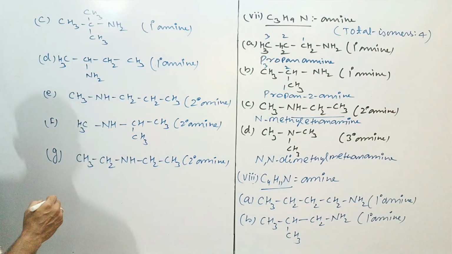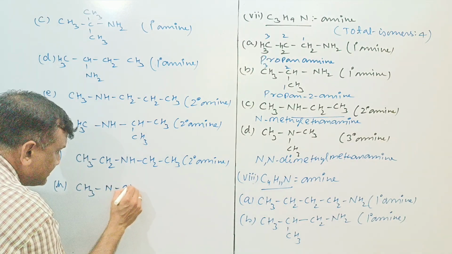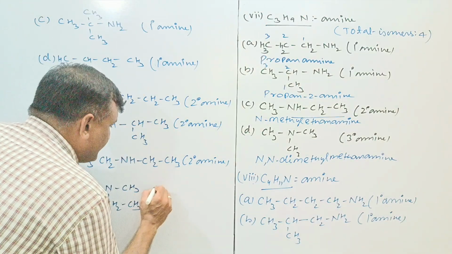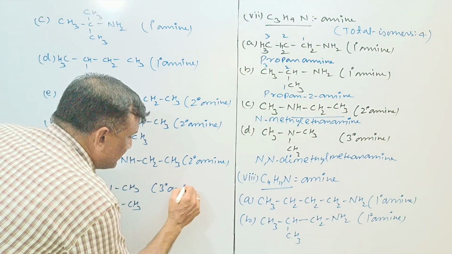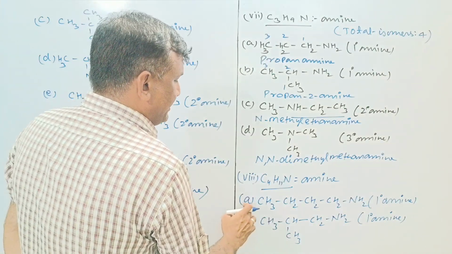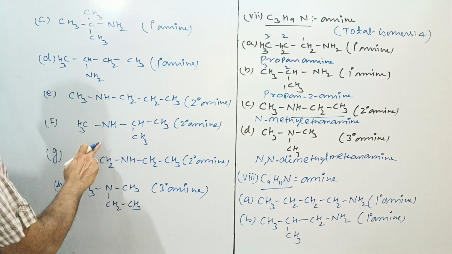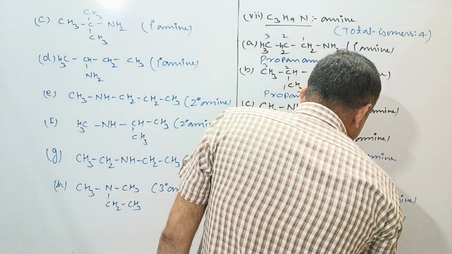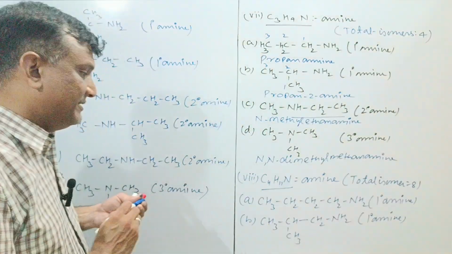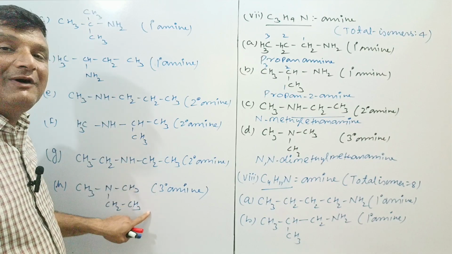Now it is time to discuss the 3 degree amine, that is the H isomer: CH3, N, this is the CH3, this is the CH2 and CH3. This was about the 3 degree amine. So the total isomers will be 1, 2, 3, 4, 5, 6, 7, 8. So the total will be 8 isomers. And if anybody asks you how many 1 degree amines, then you will say 4 1 degree amines, 3 2 degree amines and 1 3 degree amine.